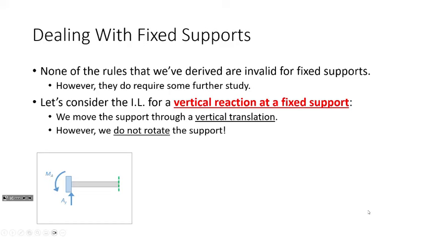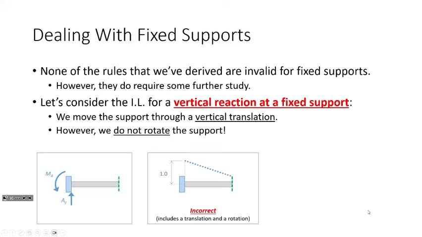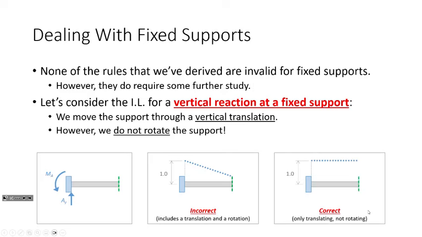So when you apply your deformation, you translate the joint, but you do not rotate the joint. So if you're drawing your influence line at a fixed support and you do this, that's wrong, okay? If you're deflecting it this way, what you would be doing is, if you look at this point, it has not only translated, but it has rotated. That's wrong, okay? Because there is still a moment reaction there keeping the joint from rotating. Instead, what do you do? You do that. You totally lift the whole thing up. Okay, because this translation would be just that, a translation with zero rotation. So whenever you're dealing with a fixed support, you lift the whole thing up.